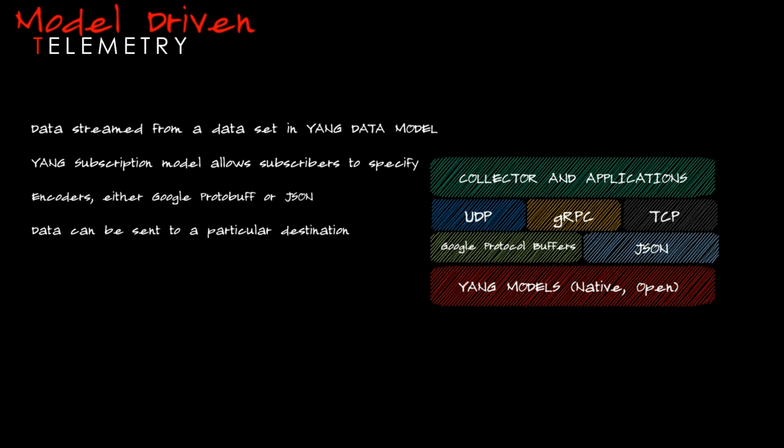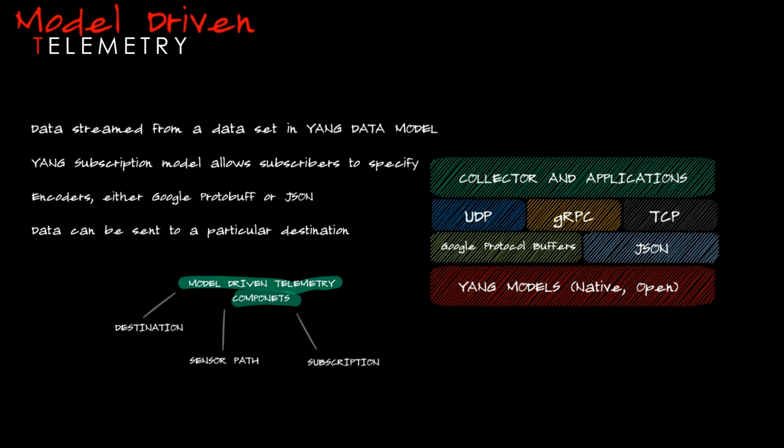In MDT, you can define sensor groups that use Yang models, which define the type of data that you want to stream out. When configuring MDT, not only do you need to define sensor groups that work with these data models, but you also need to define the encoders, either Google protocol buffers or JSON, and define the transport technologies such as UDP, gRPC, or TCP. Then the data can be sent to a particular destination, to some sort of collectors or applications.